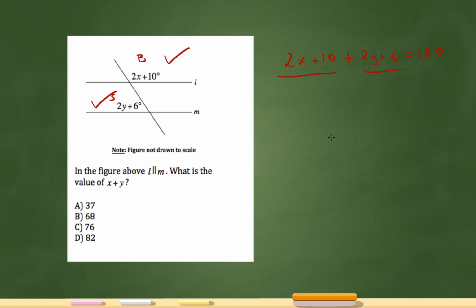This color hurts my eyes. I'm going to change the color. Let's combine the like terms again. So it'll be 2x plus 2y plus 16 equals 180. All I did was combine that 10 and 6.